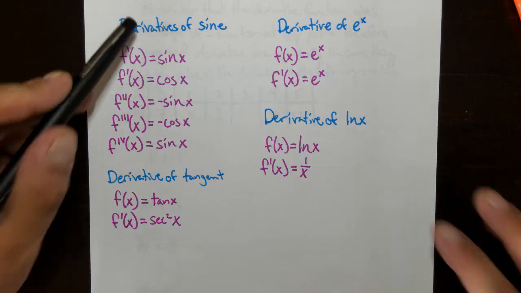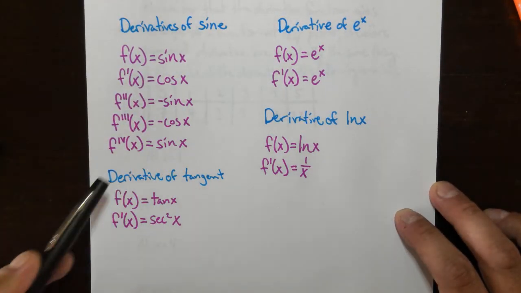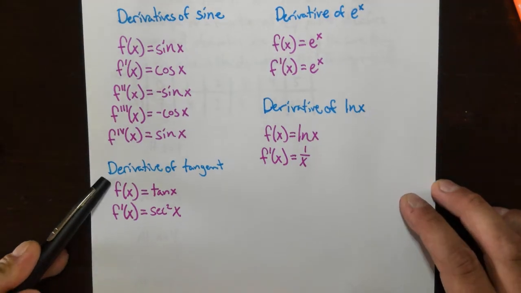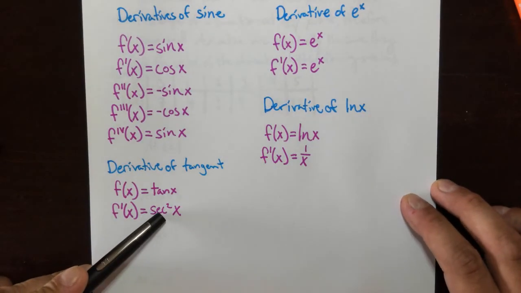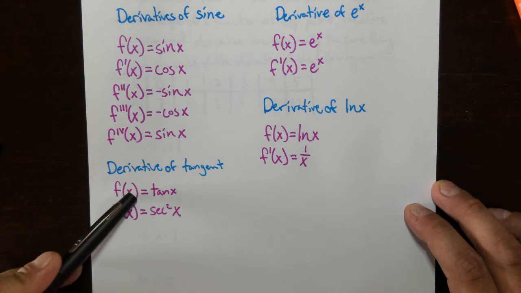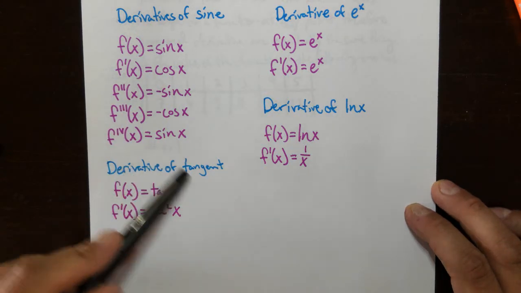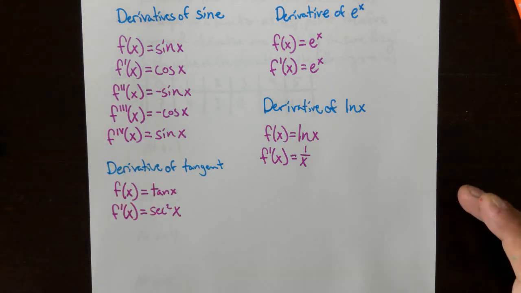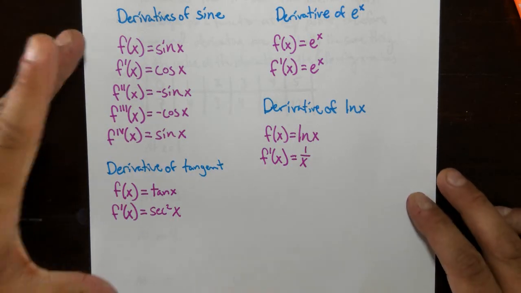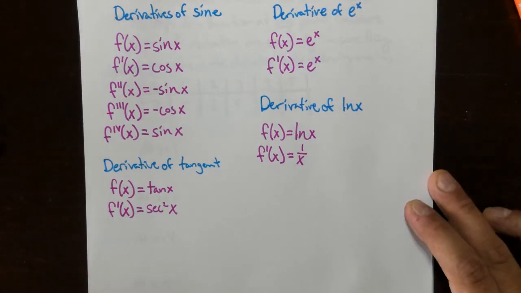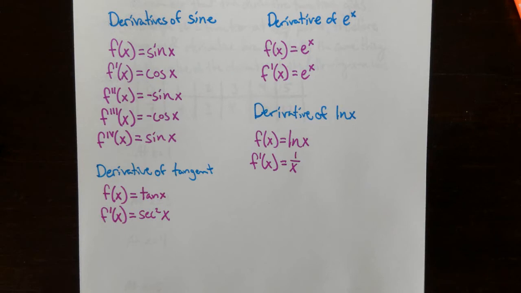So this is an important chart to remember. Also, the derivative of tangent is secant squared of x. We'll talk more about trig functions as we go through the course, but that's some good trig to know as far as derivatives. Over here on the right, you see I have two special cases here.